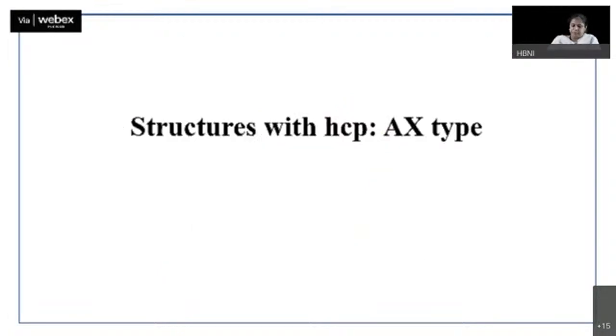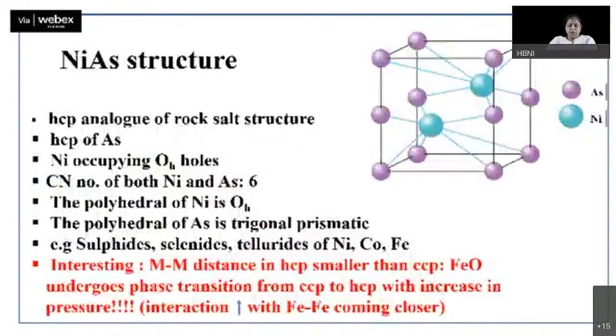These were the structures where the close packing was CCP, whether it was AX or AX2. Now coming to the structures which have hexagonal close packing. HCP is a different ball game altogether. Even though everything is simpler, it is only AB packing, visualizing the structure is not very simple in HCP. So coming to nickel arsenide. Nickel arsenide is the equivalent of what NaCl was in CCP.